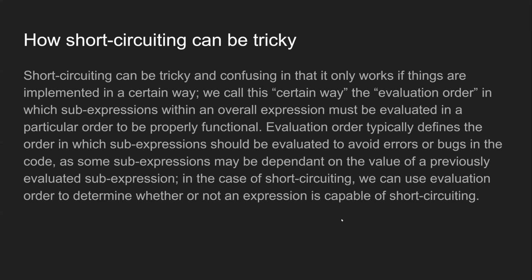So how can it be tricky? It can be tricky and confusing in that short-circuiting only works if things are implemented in a certain way. We call this certain way the evaluation order, in which sub-expressions within an overall expression must be evaluated in a particular order to be properly functional. The evaluation order typically defines the order in which sub-expressions should be evaluated to avoid errors or bugs in the code, as some sub-expressions may be dependent on the value of a previously evaluated sub-expression. However, in our case, for short-circuiting, we can take advantage of this and use evaluation order to determine whether or not an expression is capable of short-circuiting.